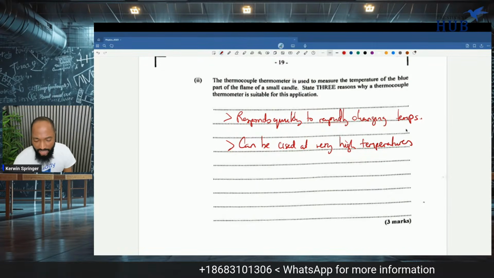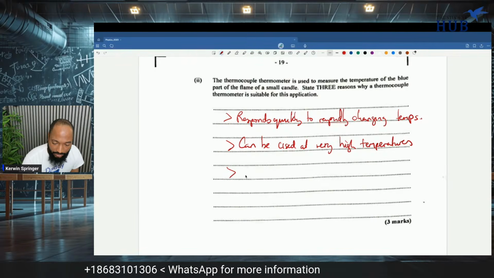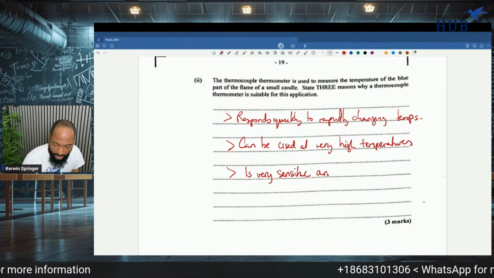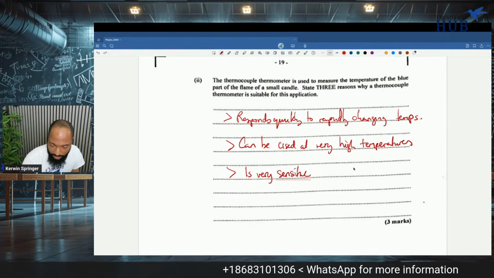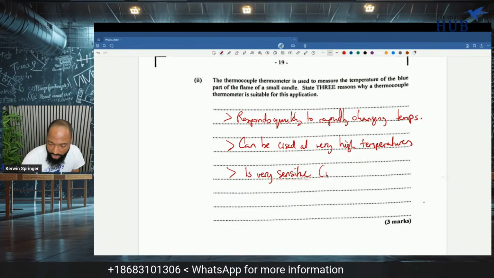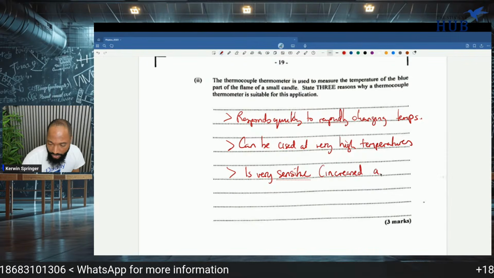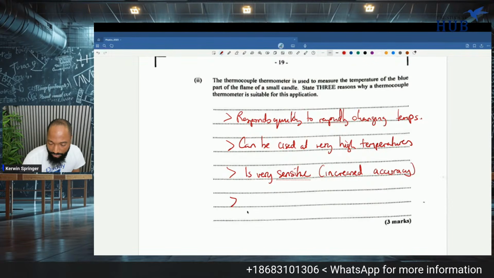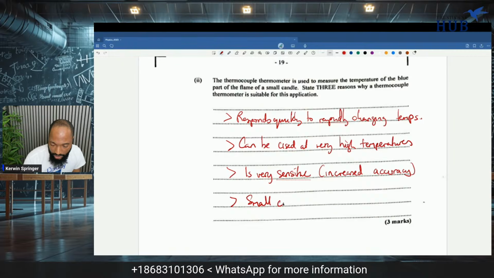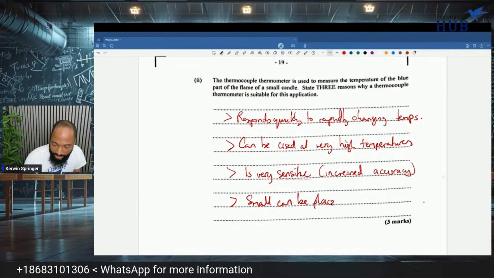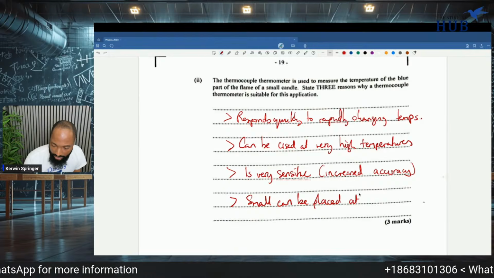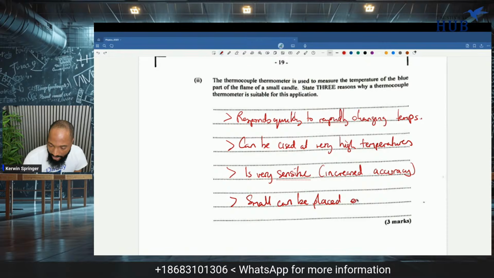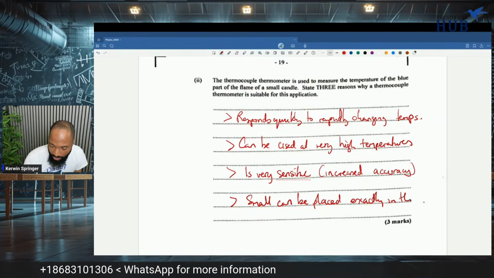So with accurate, I'll use sensitive. It's very sensitive, so it increases accuracy. Another reason why the thermocouple is really good in the industry is that it's small and can be placed exactly in the blue part of the flame.